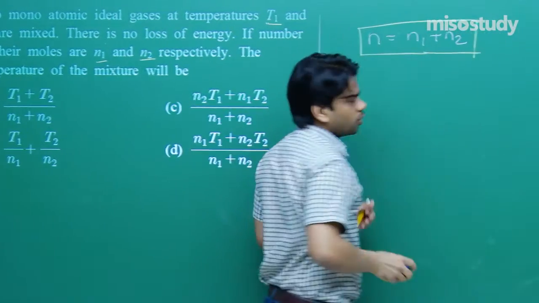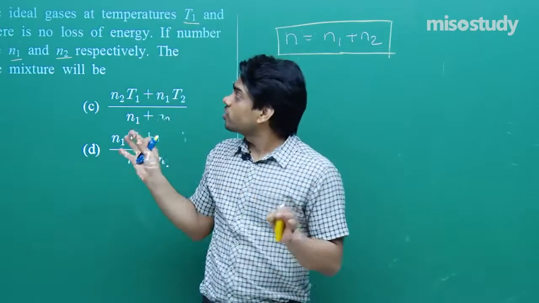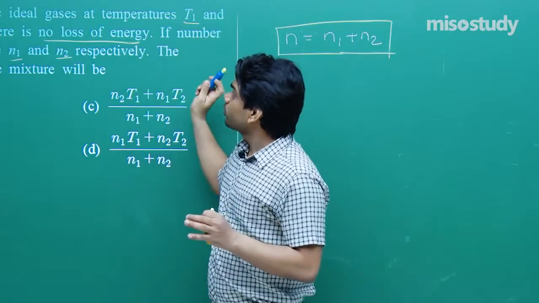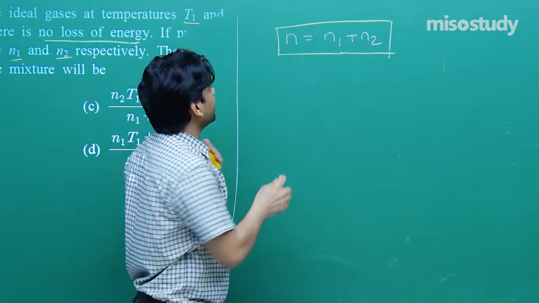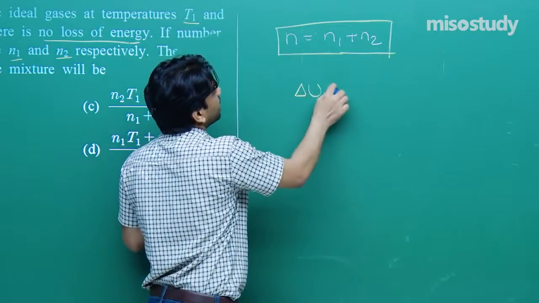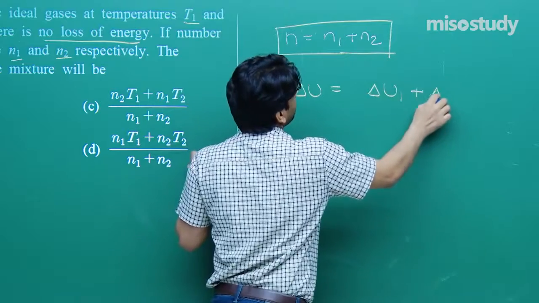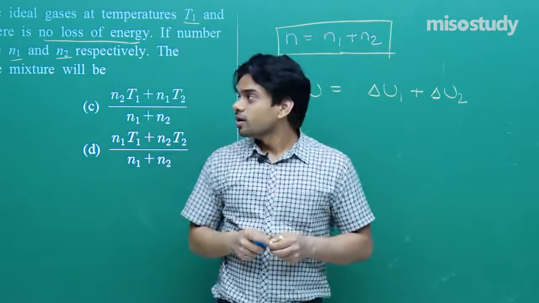This is what we know, N equals N1 plus N2. Now when they are mixed, there is no loss of energy. There is no loss of energy. So, change in internal energy, we need to find out the temperature of the mixture. The change in internal energy will be equal to the change in internal energy of the first plus the change in internal energy of the second. That is what we can comment on.